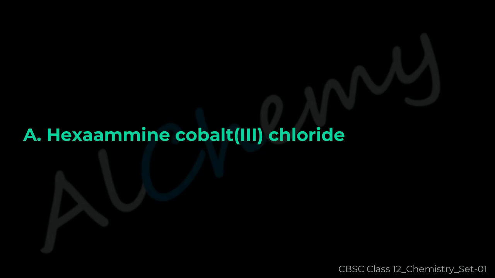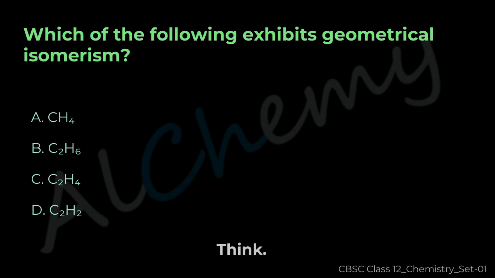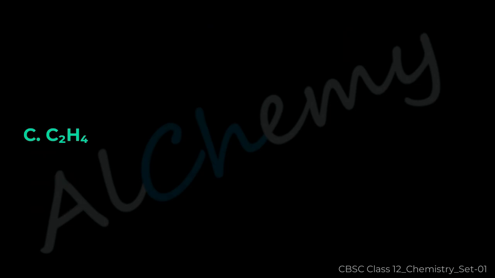Hexaamminecobalt(III) chloride. Question 16. Which of the following exhibits geometrical isomerism? A. CH, B. CH, C. CH, D. CH. The correct answer is C.